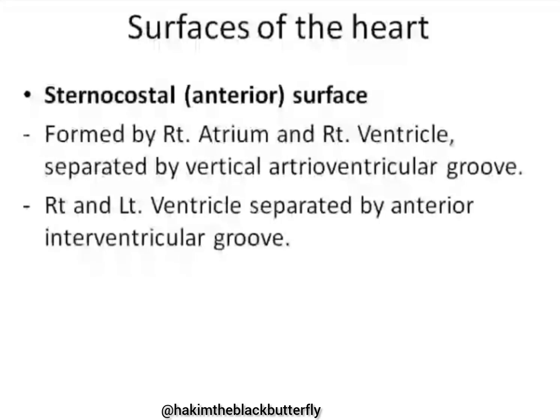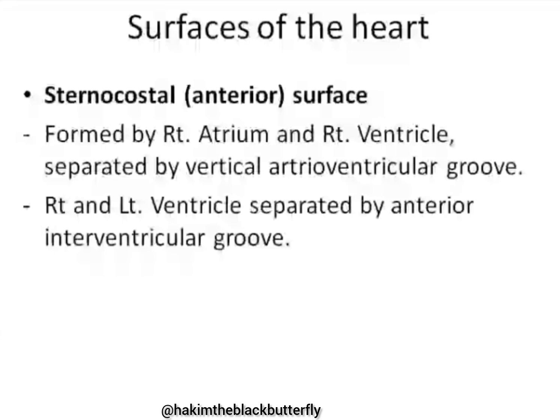The heart has mainly three surfaces: the anterior surface, the inferior surface, and the posterior surface. Those are the three main surfaces of the heart. The anterior surface is also known as the sternocostal surface because it is facing the sternum and the costal cartilages. The inferior surface is also known as the diaphragmatic surface because it is sitting on the thoracic diaphragm.